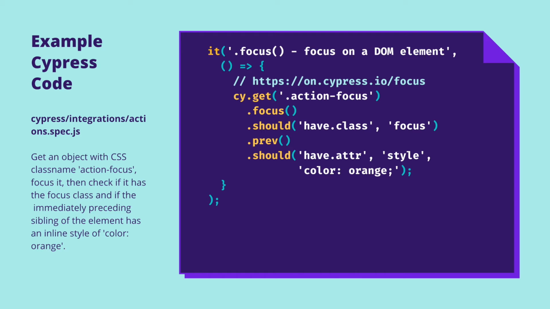When you first configure Cypress, there's an integrations folder inside of which are a number of samples. This particular sample gets an object with a CSS class name of action focus and then tries to focus it. If focused, it will attempt to find the class name and verifies that the class name is focus. From there, it will look for the immediately preceding sibling of the element and check that it has an inline style of orange. The samples folder that Cypress comes with is full of really useful example tests that should help you get started.